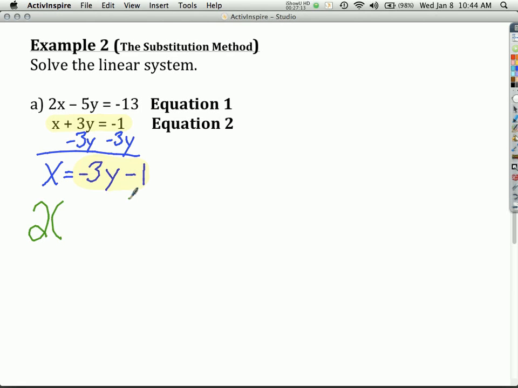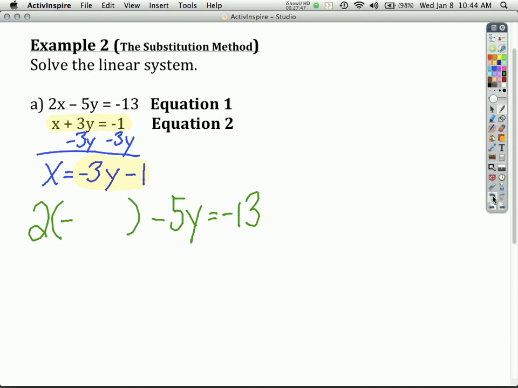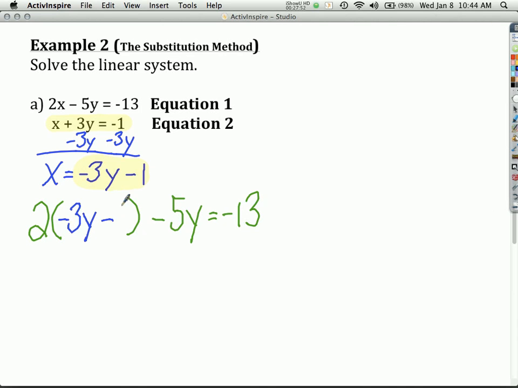2 times, and that's where the x was, minus 5y equals negative 13. Yes, Brent? So the variable that's isolated, that's the variable you substitute in the equation. So here was an x, and x is now equal to this expression, so now I can put this right here. Negative 3y, let me change. Negative 3y minus 1.